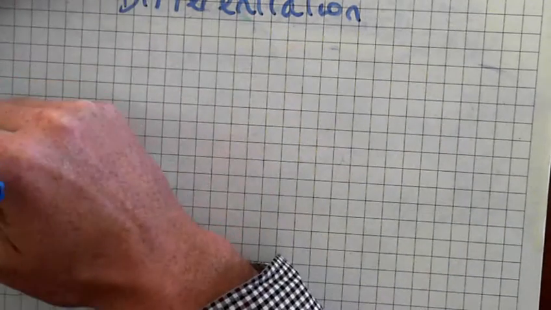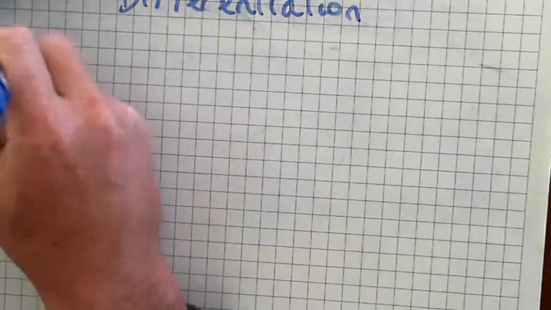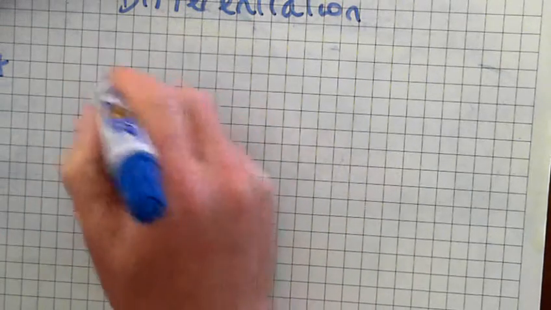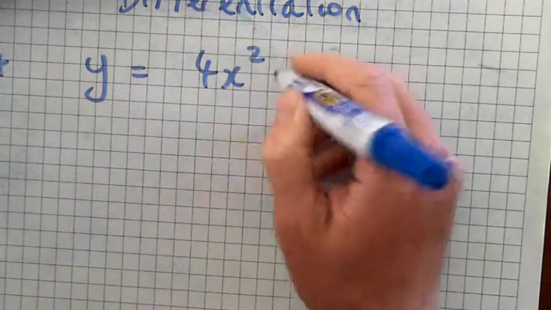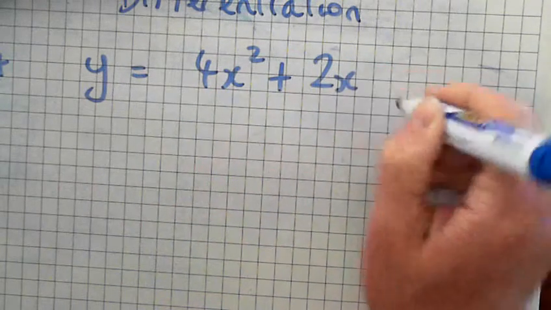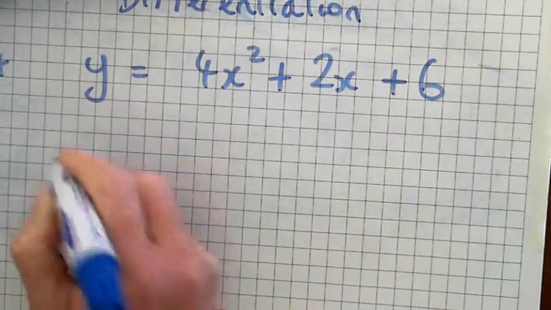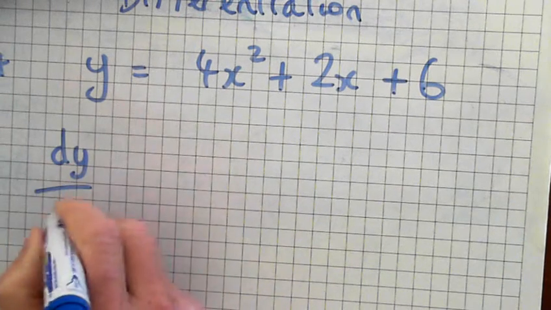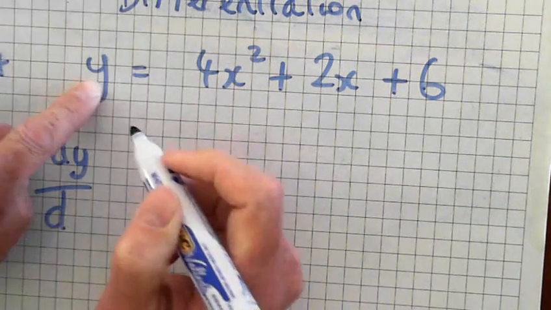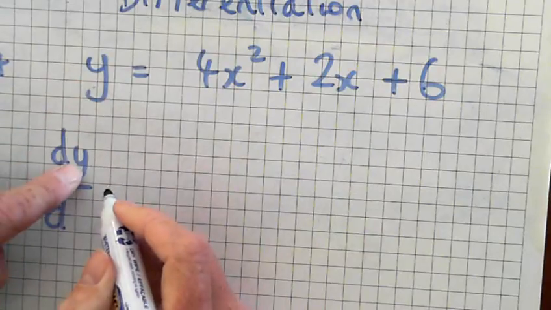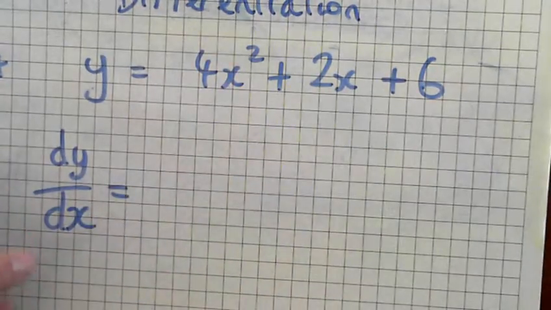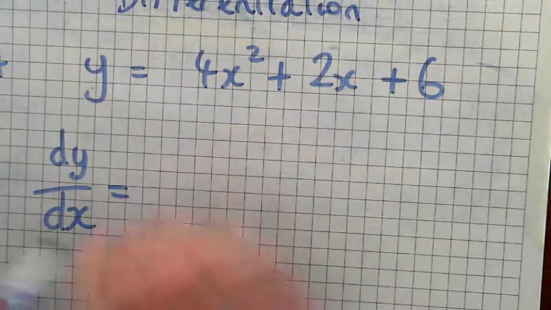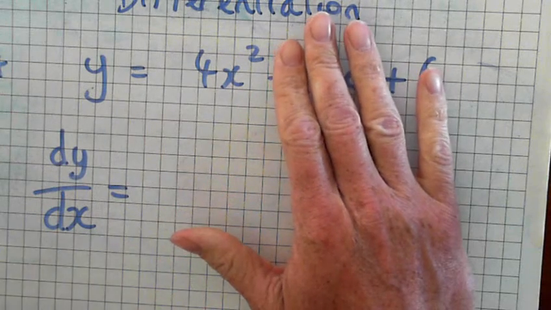Right, if we move on to question four. Now what you do here, you do them individually. So Y is the letter on the left, so that goes on top. And X is the letter on the right, so that goes in the bottom. Right, so first of all, we'll look at 4x squared, differentiate that.